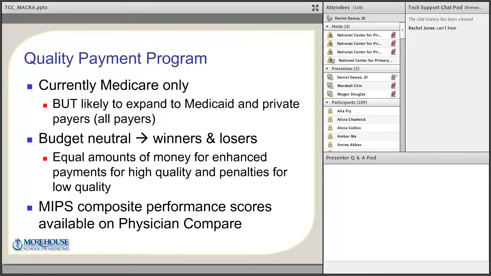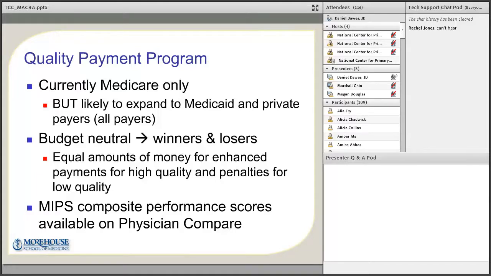So what does this all mean in terms of QPP? Currently, it only affects Medicare payments, but it's likely to expand to Medicaid and private payers, to all payers in about 2 years. It is budget neutral. Like I mentioned, there will be winners and losers, so equal amounts of money for enhanced payments for high quality and penalties for low quality or low performing physicians or clinicians.